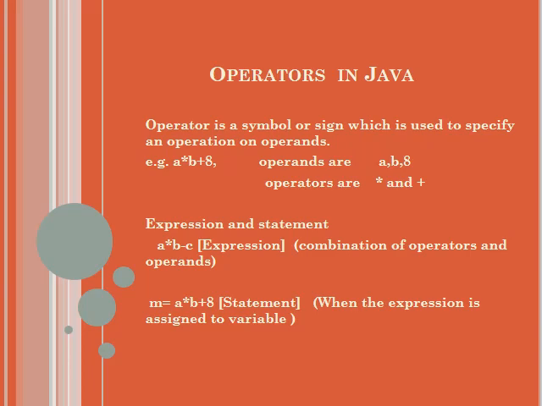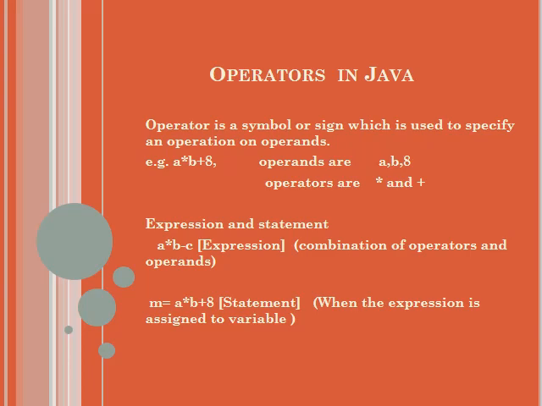Operators in Java. An operator is a symbol or sign which is used to specify an operation on operands. That means the operator is a symbol, a sign which is used to do some operations in Java. A * B + 8. In this example, the operands are A, B and 8, where the operators are the multiplication sign and the plus sign.